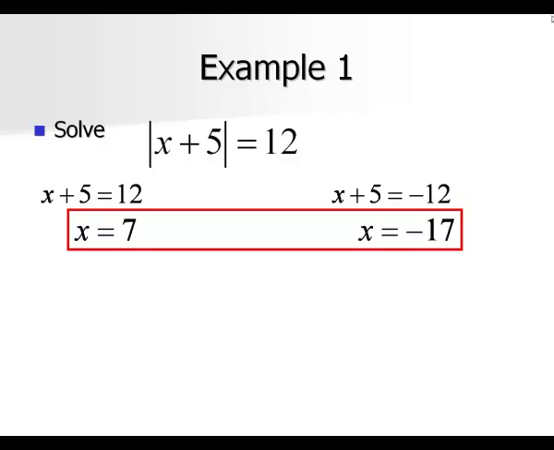Always check your answers to make sure both of your answers work. Sometimes one of them won't work, or even both of them won't work. They work for this one, so 7 and negative 17 are both answers to the equation.